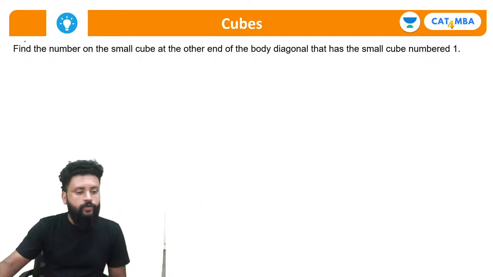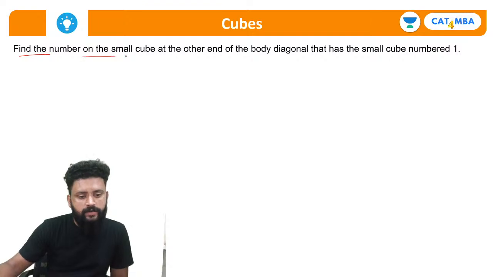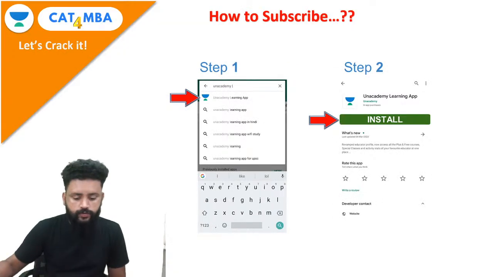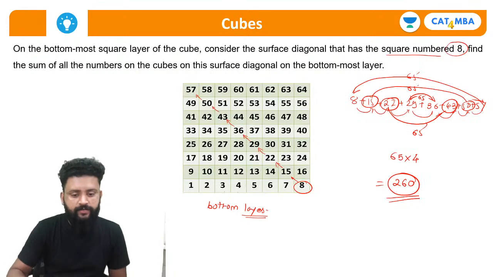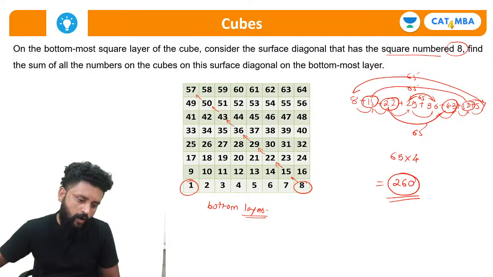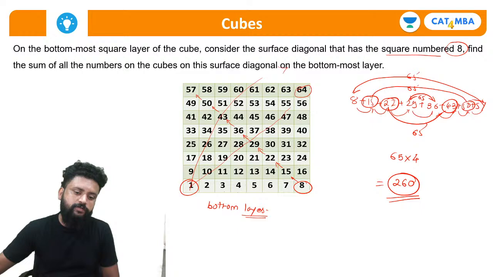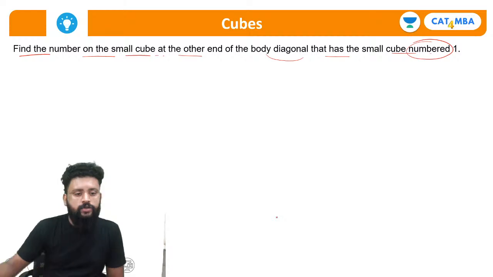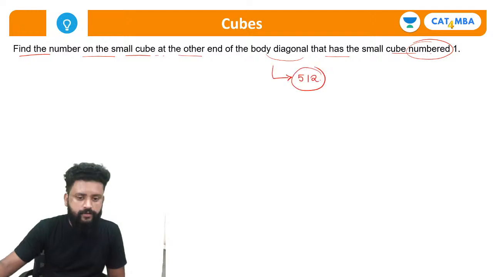So here's the question. Find the number on a small cube at the other end of the body diagonal that has the small cube number 1. So first cube जहां पे है, wherever the first cube is, यहाँ पे इसका बॉडी डायगोनल ये नहीं है, ये डायगोनली अपोजिट 64 है, बट बॉडी डायगोनल क्या होगा जो 64 के ऊपर रहेगा टॉप पे. सो टॉप पे कौन सा रहेगा, सिंपली लास्ट क्यूब रहेगा जिसका नंबर रहेगा 512. सो द आंसर फॉर दिस क्वेश्चन इज 512. दैट्स द सिंपलेस्ट way to solve this question.